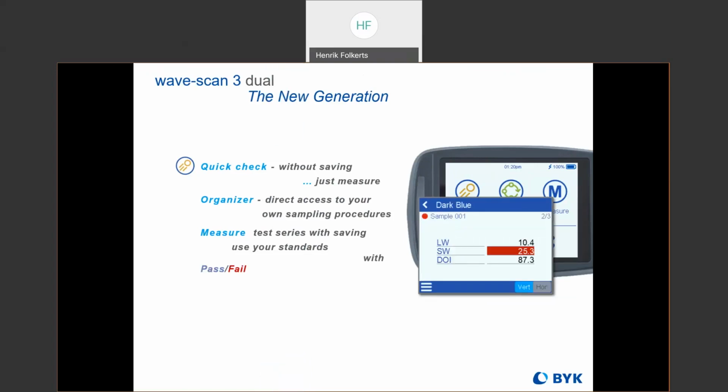It also allows for pass-fail right on the instrument screen, so you can program tolerances into your standards, and it will actually tell you immediately after measurement whether your surface passed or failed based on those tolerances.